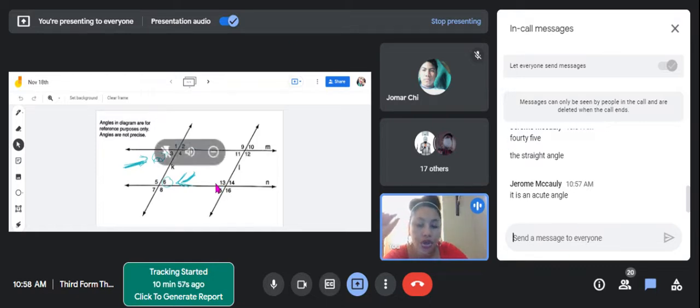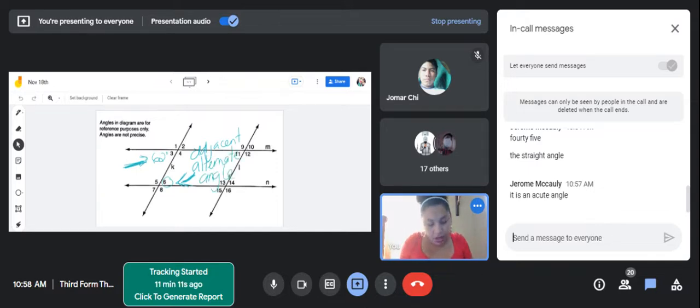So in your reason, you are going to write an adjacent angle or just alternate angle, whichever one. Both of them are correct. On the reason side, miss? Yes, on the reason. Let me show this very quickly right now.